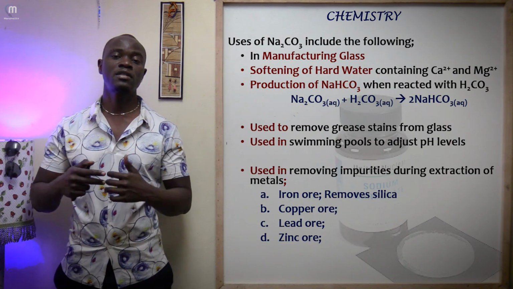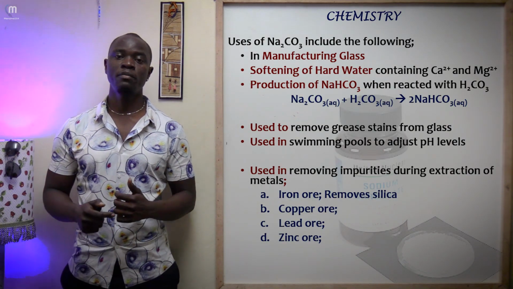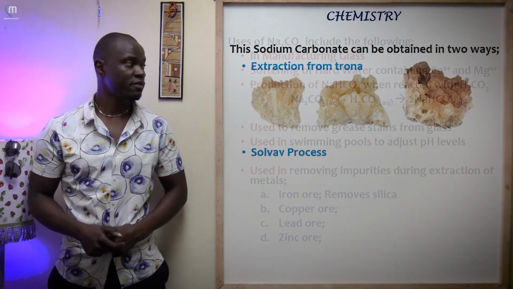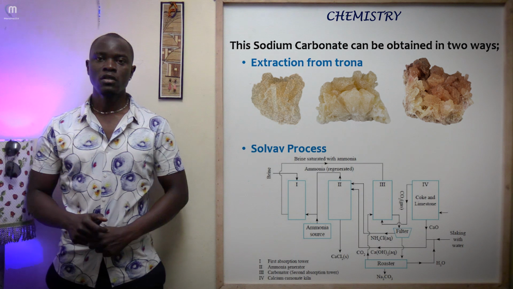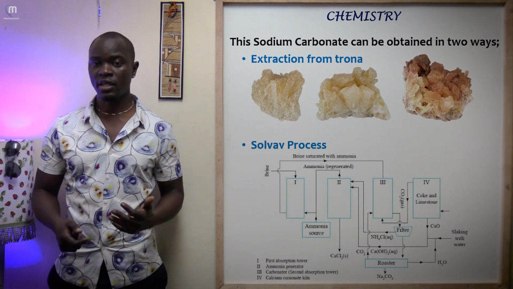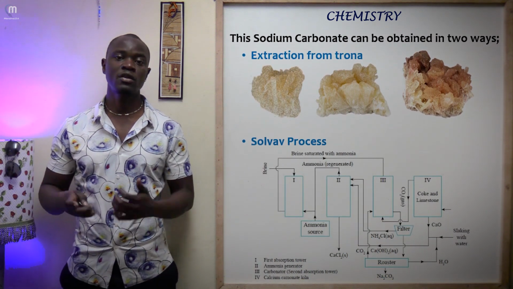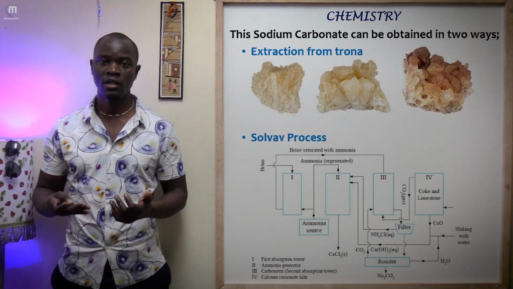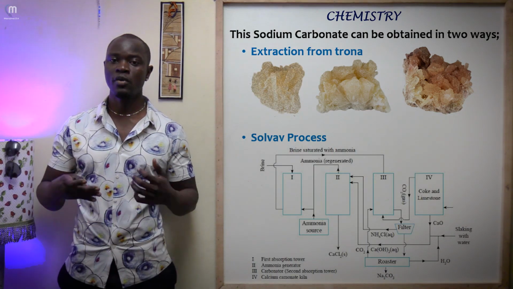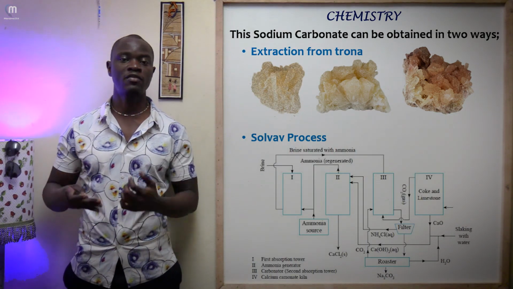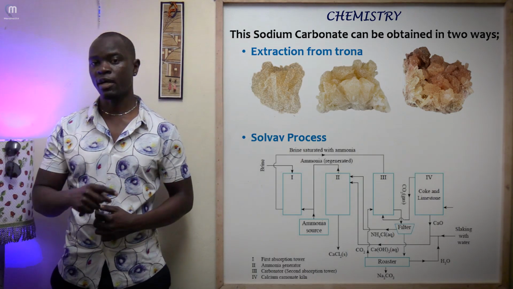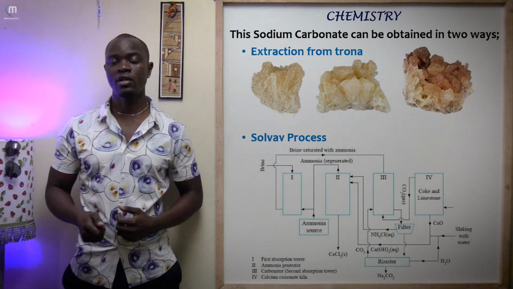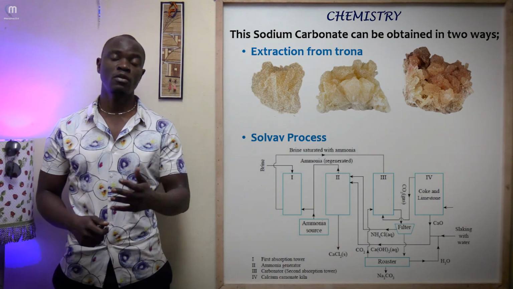So that gives us the basis and the reason as to why we should study how to obtain this sodium carbonate in order to help ourselves in the future. As we have said, sodium carbonate can be obtained in two ways. The first way is through extraction from Trona. We just go to the water bodies, we extract Trona, we refine the Trona, then after refining the Trona, we obtain our sodium carbonate. The second method through which you can obtain sodium carbonate is by the Solvay process.